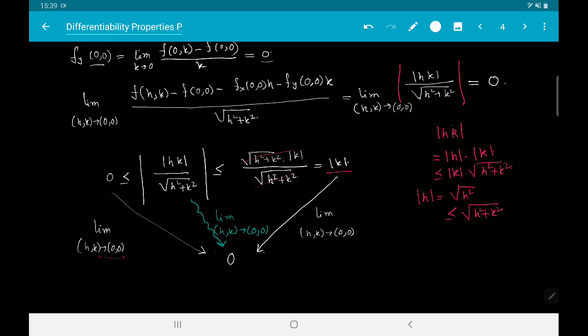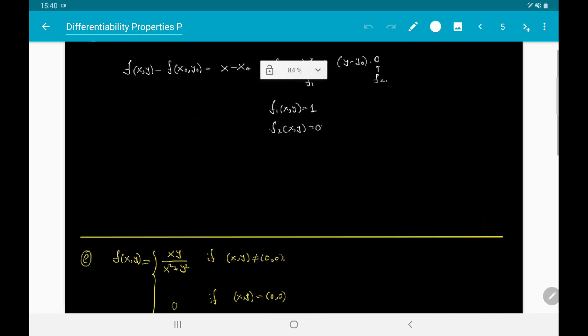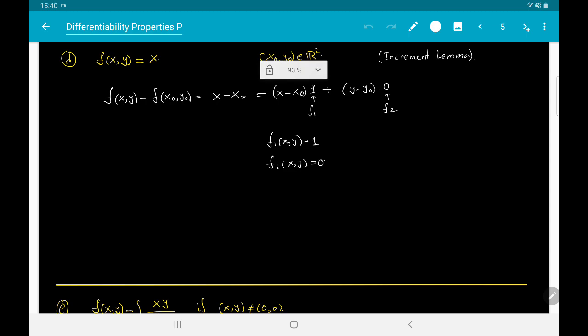Okay, so now let us look at some further examples, 3 of this, and finish this video off. So now let me work out this example. So f(x,y) is equal to x. So let me check whether it is differentiable at a given point.